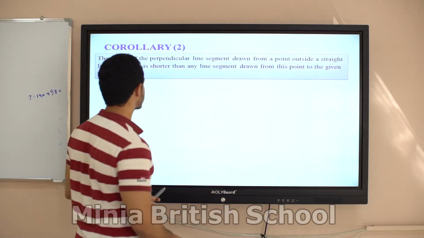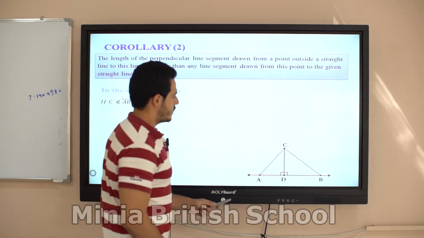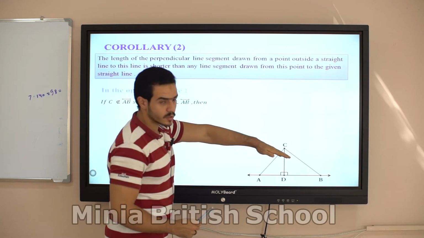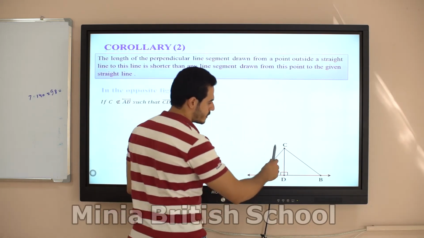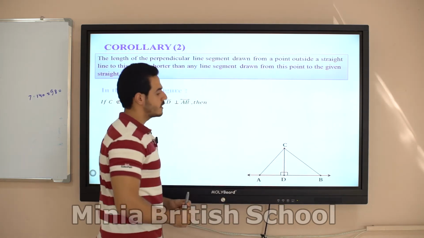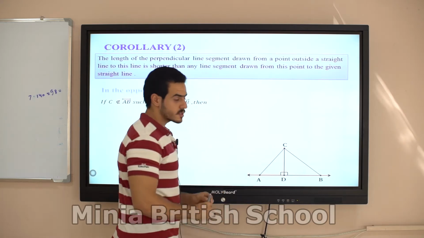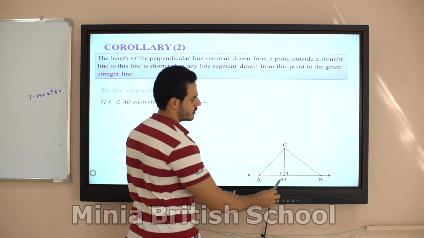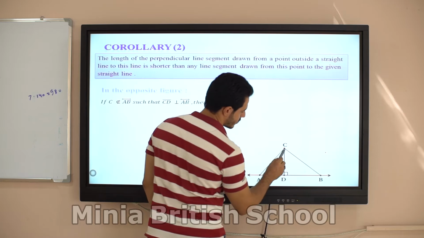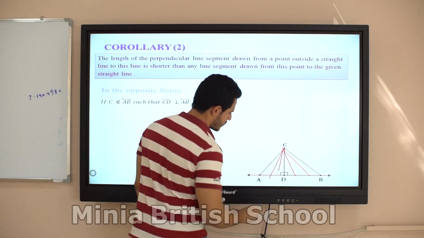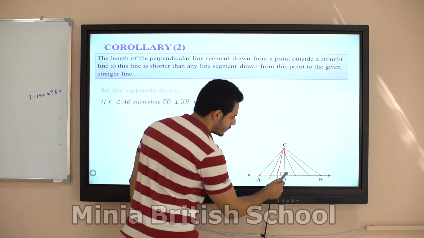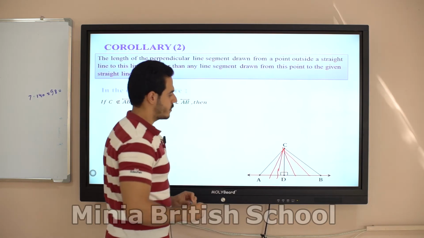Corollary number 2. If I have straight line AB and C is a point outside the straight line, let's draw a perpendicular from C to AB. The perpendicular will be CD. CD is the shortest line from C to the straight line. How? If we draw from C like this, which one is the shortest line? The perpendicular line is the shortest line.